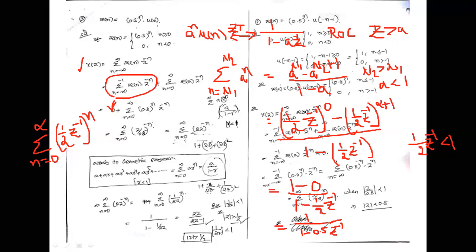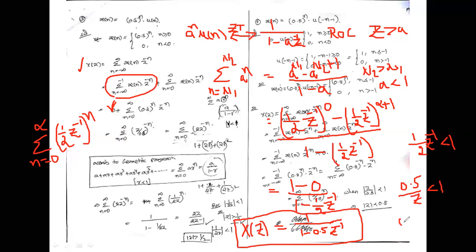Instead of a here, 0.5. Directly we got X(z) equal to that. But what is the ROC? 1 by 2 z inverse is less than 1. So 1 by 2, nothing but 0.5, by z is less than 1. Okay, 0.5 is less than the magnitude of z. So z is greater than 0.5. See, this is the ROC we have.